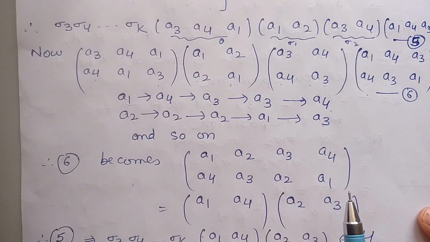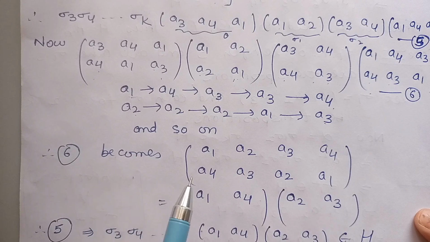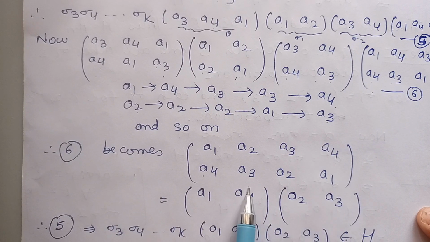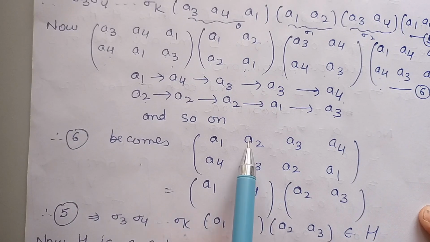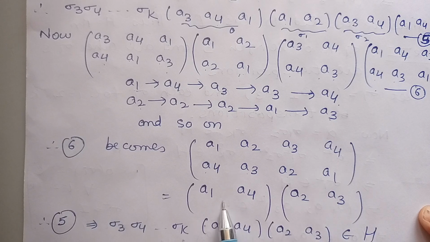In the same way you can find the image of A3 and A4 also. So finally we have obtained A1 goes to A4, A4 goes to A1. This is the first cycle, and A2 goes to A3, A3 goes to A2. This is the second cycle. So we have obtained the value of product of the 4 cycles.